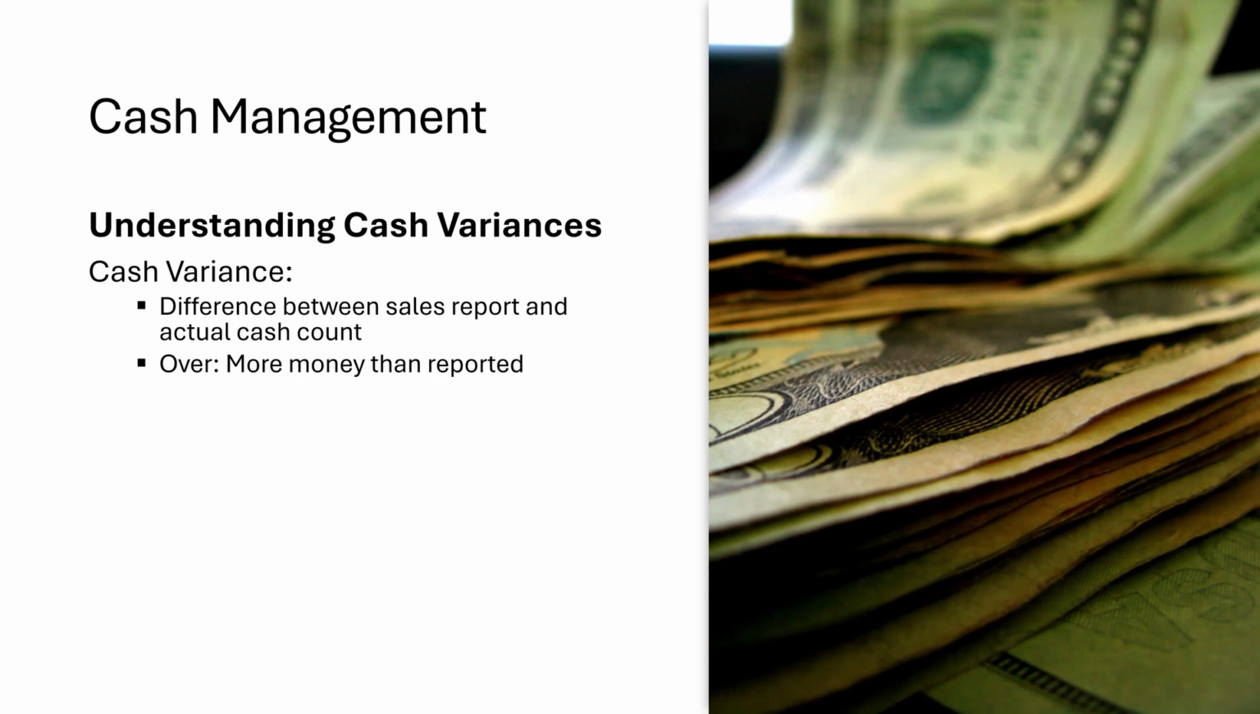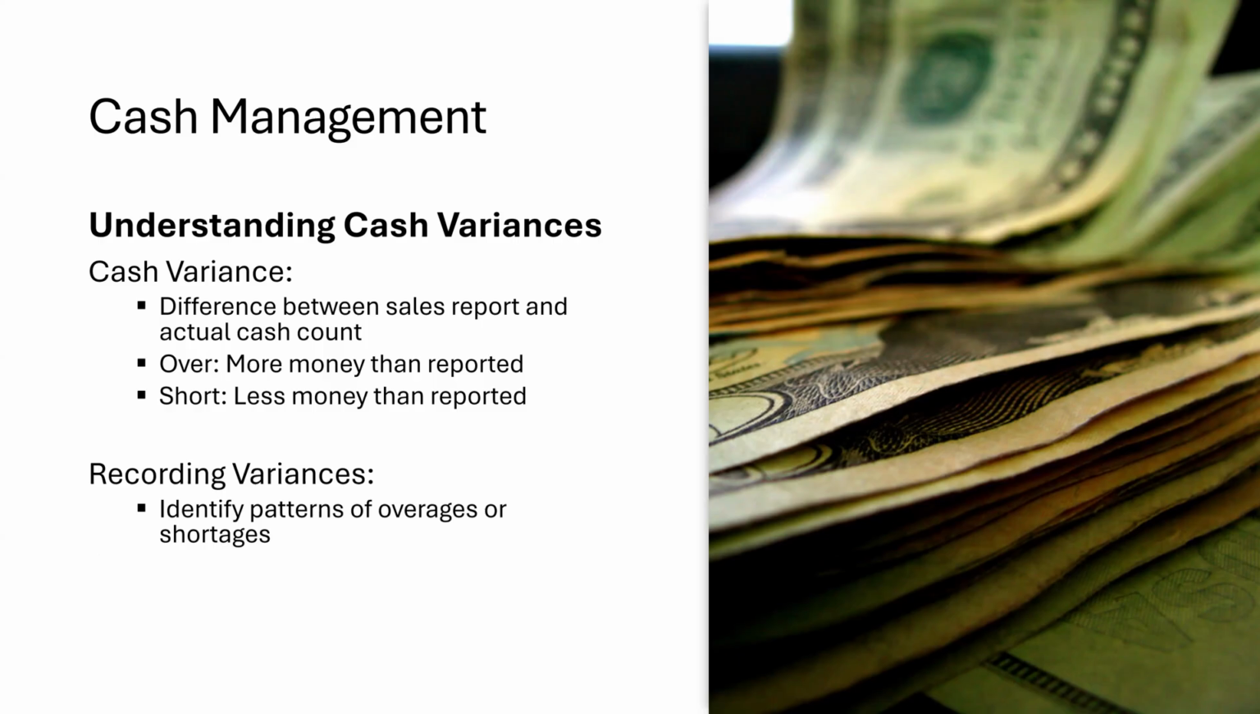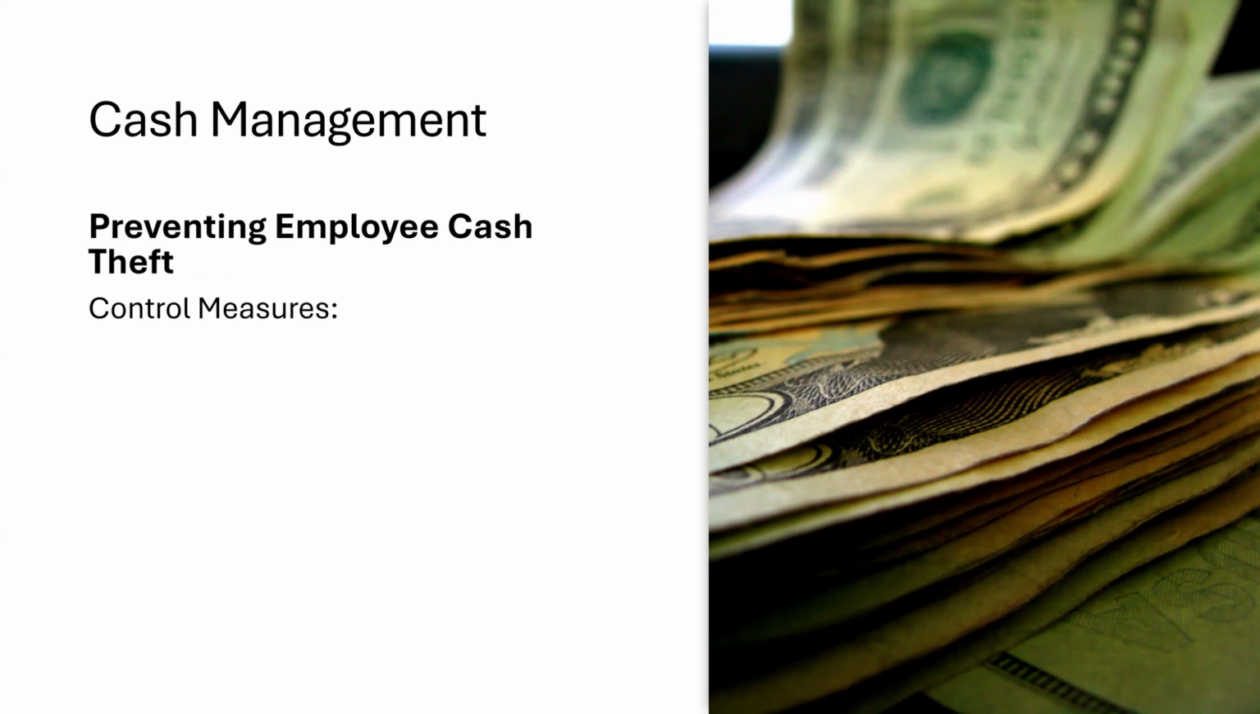If we're over, more money than reported. If we're under, less money than reported, right? So we certainly have to record these, like this is how much we were over on Tuesday. This is how much we were over on Monday, or under. We just want to make sure we record those. Why? Because we want to identify patterns of overages or shortages, and then frequent issues may indicate there's some dishonesty or carelessness. Either way, we need to take care of it. So it gives us a heads up that these things might be happening.